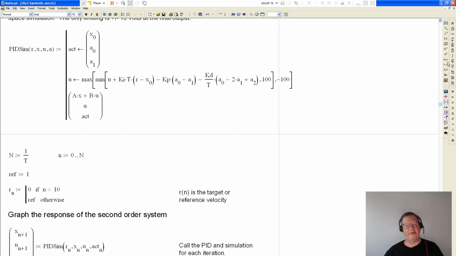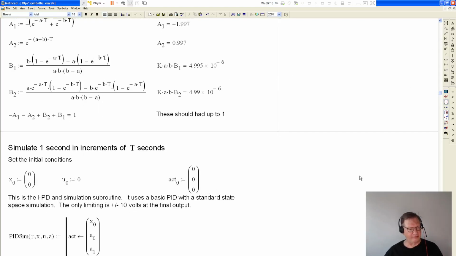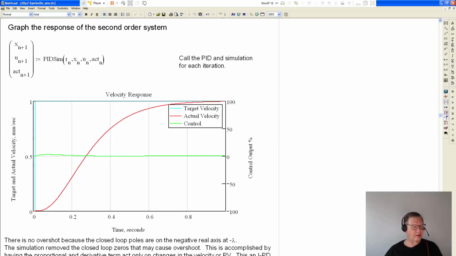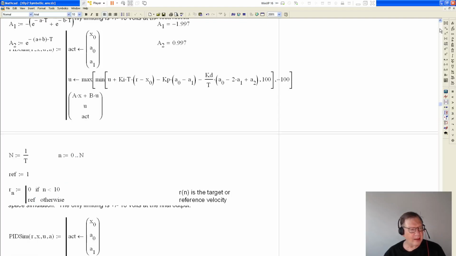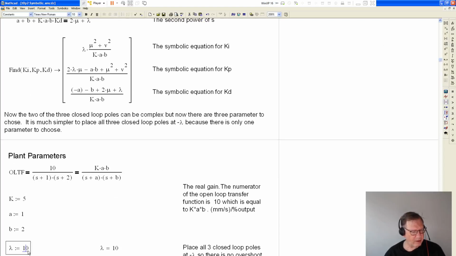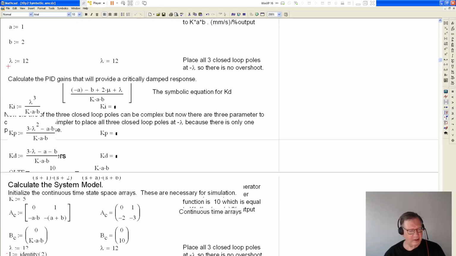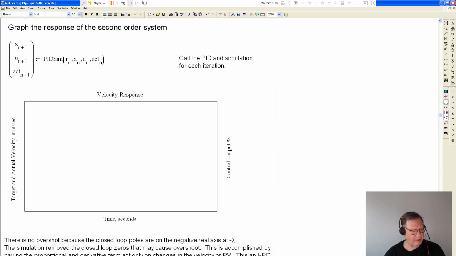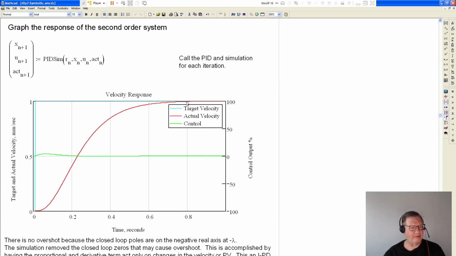So I want to simulate 1 second. We should be able to get there in 1 second because we're supposed to get there in 0.8 seconds. And you can see that at 0.8 seconds, we have no overshoot. Now, we're not quite there at 0.8. If we want to get there a little bit closer, all we need to do is make lambda just a little bit more negative. So instead of 10, we're going to make it 12, and that will shorten the response. So let's just go down here, and you can see that it makes it quite easily.